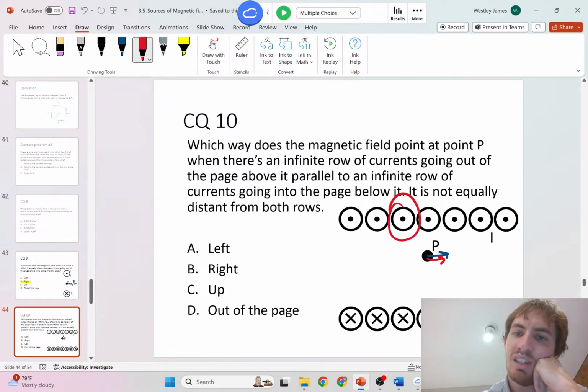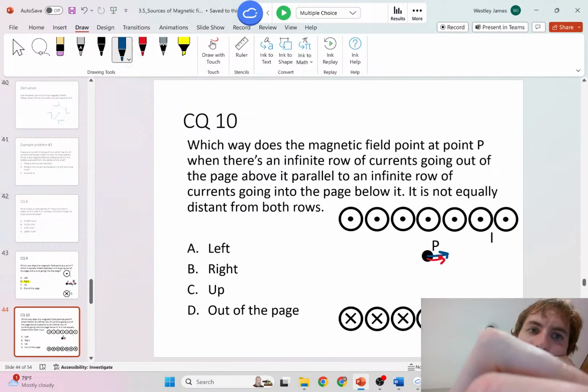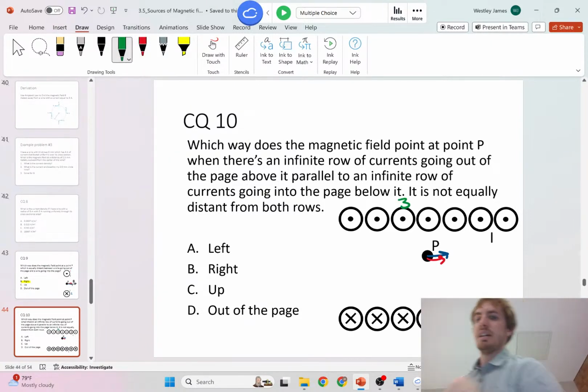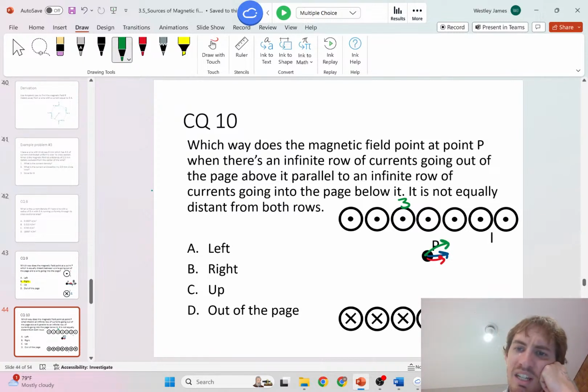If we now look at this wire, let's make that one green. Call this wire 3. This one points into it. We put a point P. That one makes one up to the right. You're like, that's kind of weird. Up to the right, but how's that going to work out?